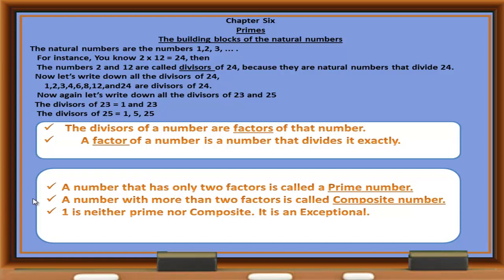You may take an example, this 23. 23 is a prime number. It has only 2 factors. A number with more than 2 factors is called a composite number. You may take this example, 25. It has more than 2 factors. Therefore, 25 is a composite number. And 1 is neither prime nor composite. It is an exceptional number.